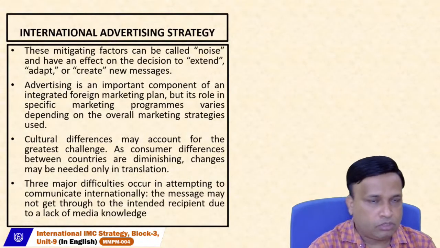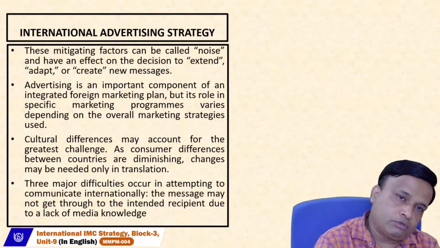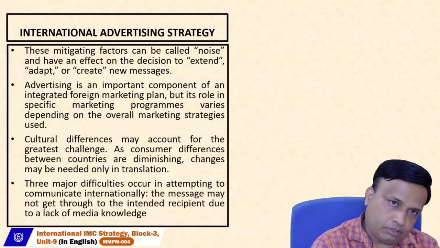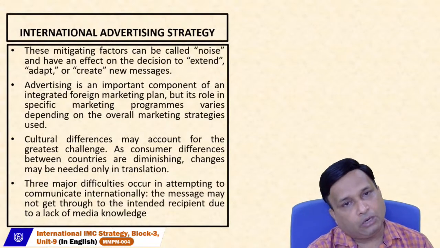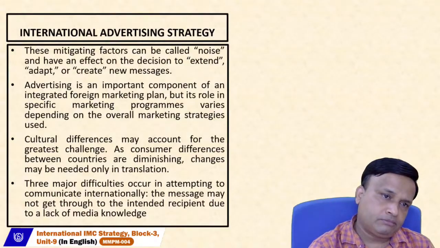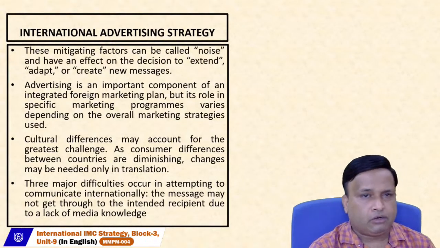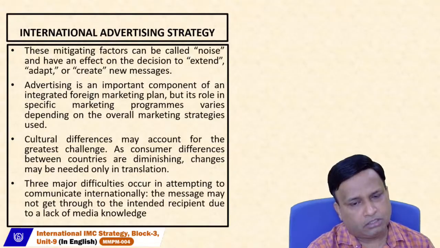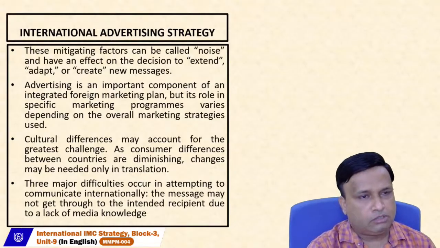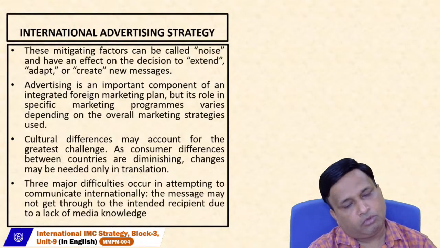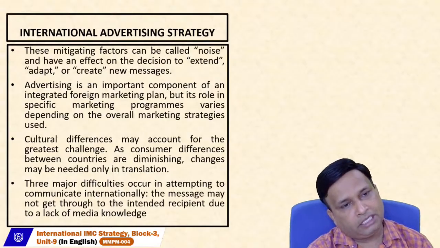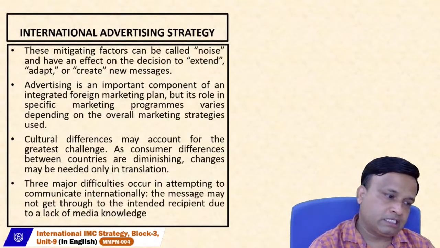Also, when you are talking about advertisement, you have to talk about the media. You have four options: print media, electronic media, outdoor media, or social media. Will you go for print media, electronic media, outdoor media or social media? Because we talk about having to communicate internationally, the message may not get through to the intended recipient due to the lack of media knowledge. That is why when you talk about media, you have to think about which media is better as far as your international advertising strategy is concerned.